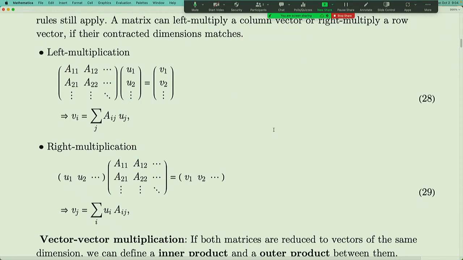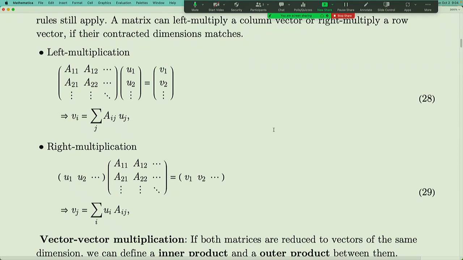Now, if a matrix multiplies a column vector, the result will also be a column vector. But the column vector has new components, where the new components are related to the old components by multiplying the matrix elements with the vector elements and then summing over the dummy index, or the contracted index.